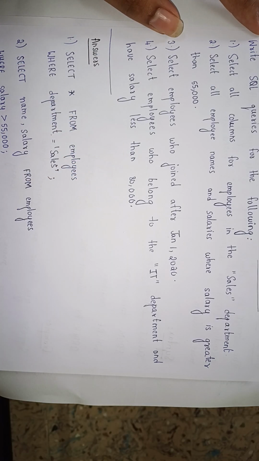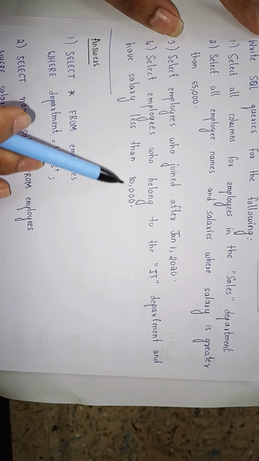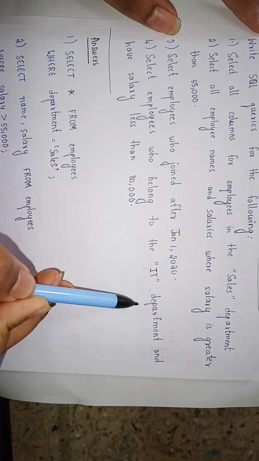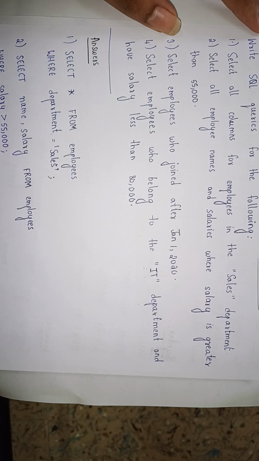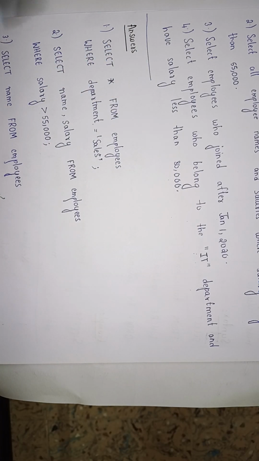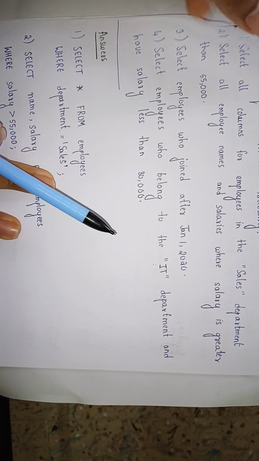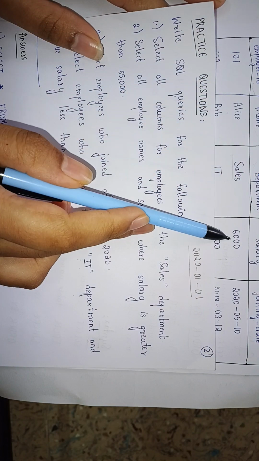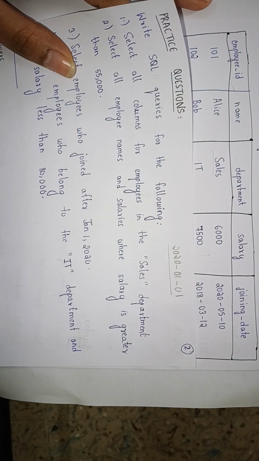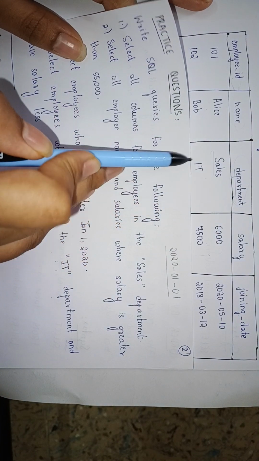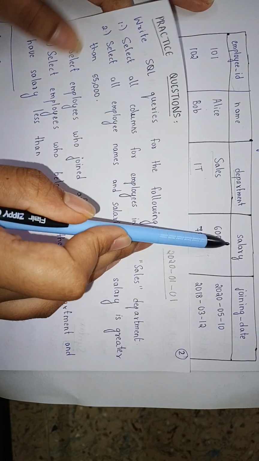Okay. Next, select employees who belong to the IT department and have salary less than 80,000. So this is an and condition. We need to have both the conditions, so we need to have the and clause. What we will do here, go to the table and give select asterisk from employees. That is the basic first thing, where IT department means department equal to IT and salary less than 80,000. Simple.